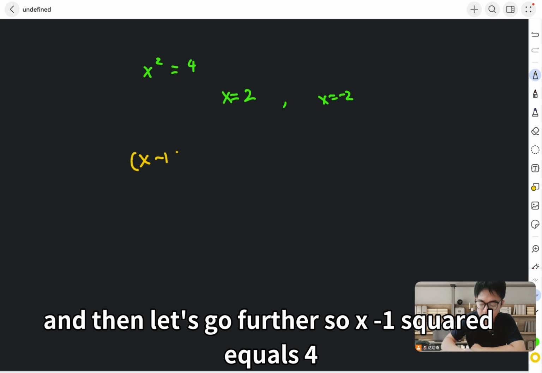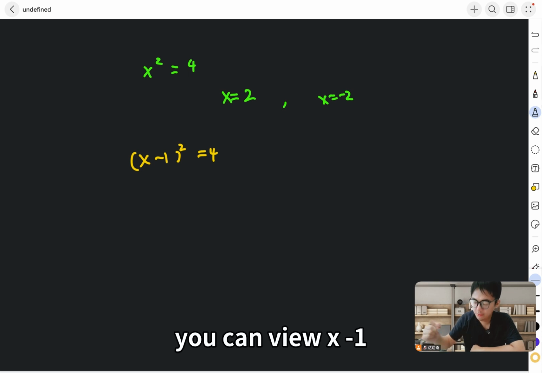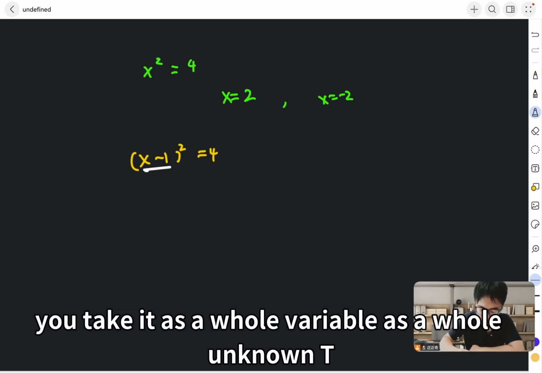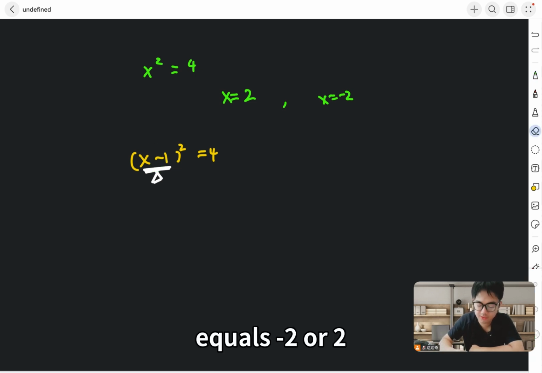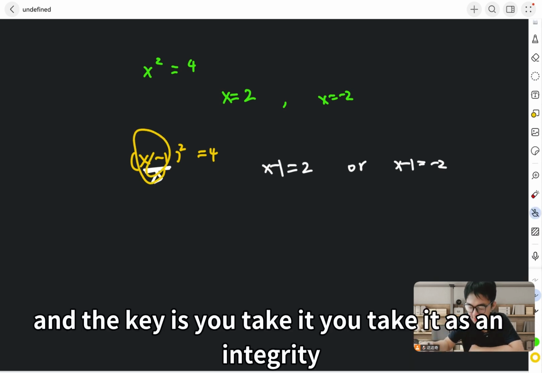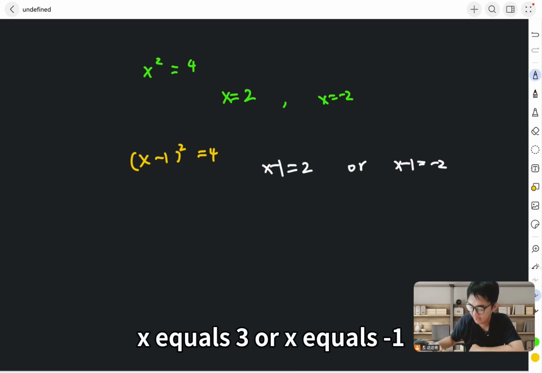So (x minus 1) squared equals 4. How do we solve this? You can view x minus 1 as a whole, as a whole unknown, t. And so you can see t equals minus 2 or 2, which means x minus 1 equals 2 or x minus 1 equals minus 2. The key is you take it as a whole. And so the solution will be x equals 3 or x equals minus 1.